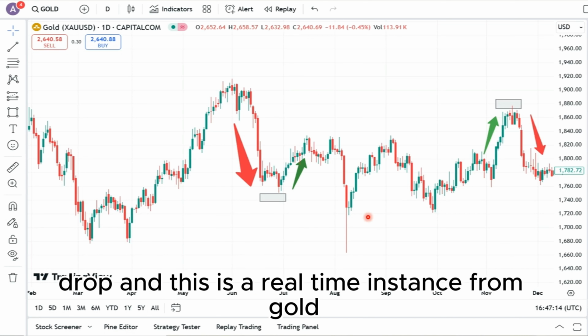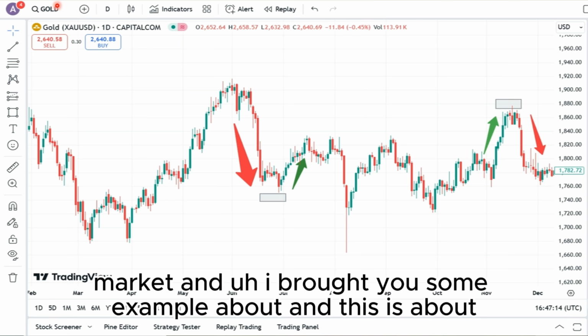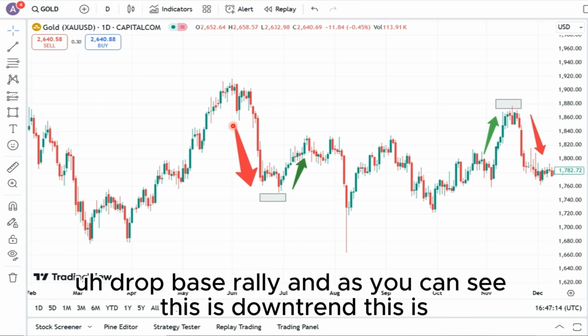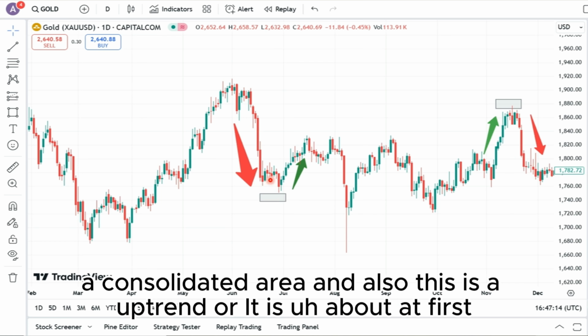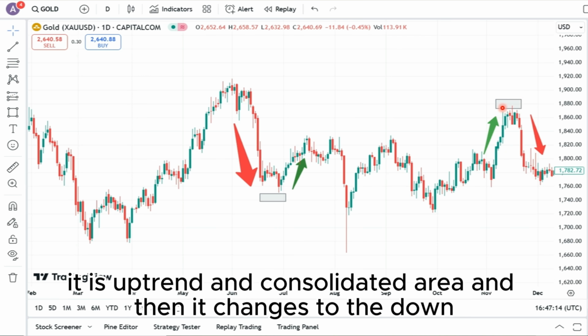And this is a real-time instance from the gold market, and I brought you an example about drop based rally. As you can see, this is a downtrend, this is a consolidated area, and this is an uptrend. Or at first it is an uptrend and a consolidated area, and then it changes to a downtrend.